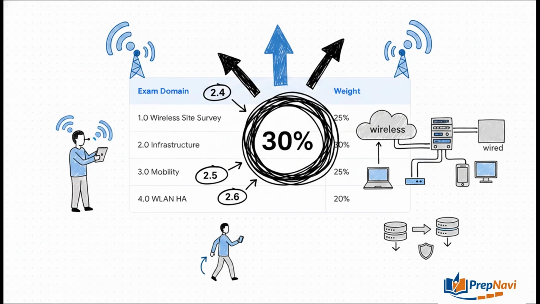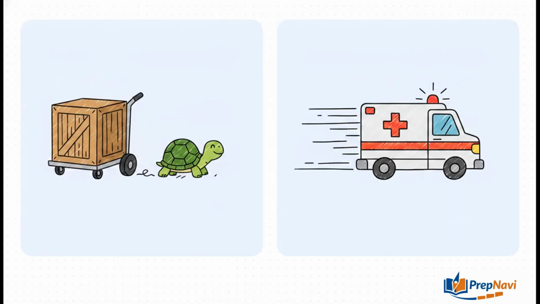And crucially for us today, objectives 2.4, 2.5, and 2.6 all live right here within this heavyweight domain. So dedicating a serious chunk of your study time to fully nail this section, it's not just a good idea, it's pretty much a mathematical necessity for passing. Moving over to Objective 2.4, the syllabus says you need to apply design requirements across different types of wireless networks. And sub-objectives 2.4a and b, they directly pit data networks against voice and video networks.